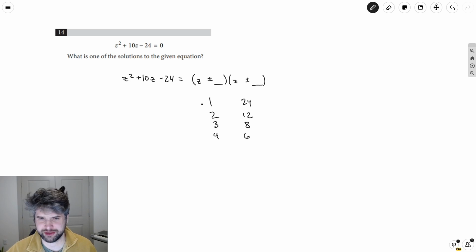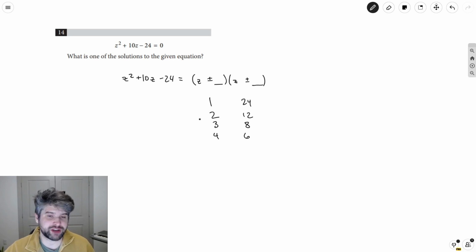We've listed all the factors. Now keep in mind that these need to multiply together to get negative 24, so one of these has to be negative. In other words, one of these is going to be positive and one of these is going to be negative, and we'll have to figure out which one that is.